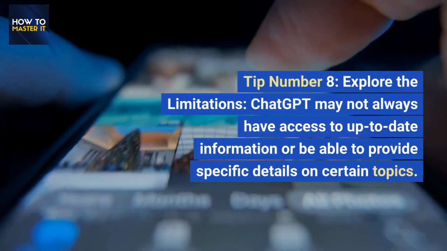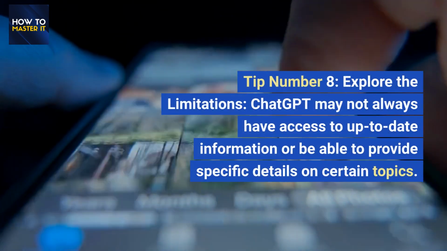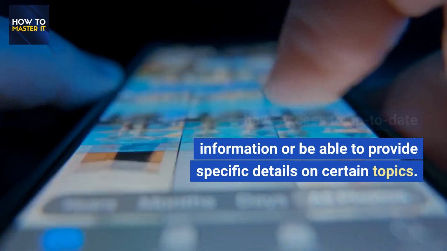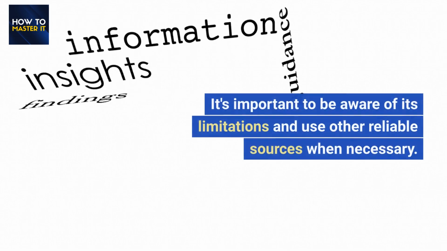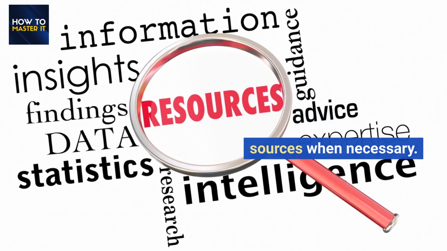Tip number 8. Explore the limitations. ChatGPT may not always have access to up-to-date information or be able to provide specific details on certain topics. It's important to be aware of its limitations and use other reliable sources when necessary.